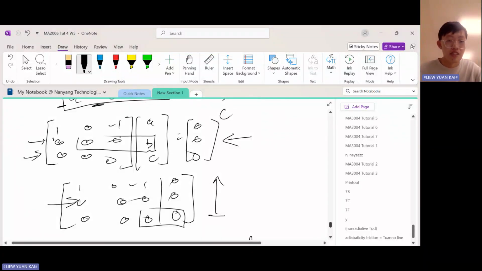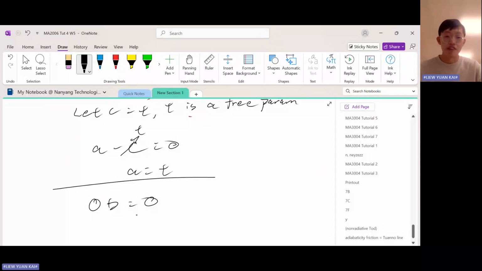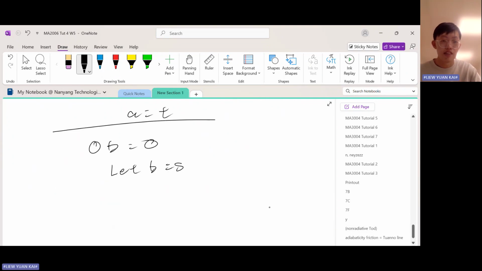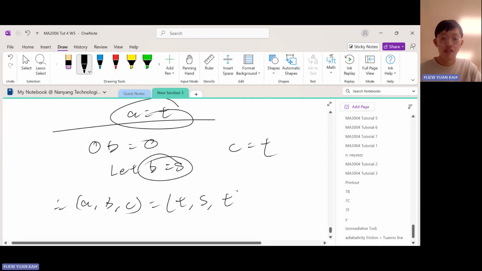Equation 2 states a very similar thing. Instead of focusing on the z component, which we already looked at, we focus on the y component, which is 0b is equal to 0. And it's the same thing. So b can take on any value. We let it be a different free variable, so let b be equal to s. Finally, we have our solution. This is a, b, and c, and we let c be t just now. So a, b, c is equal to t, s, t.